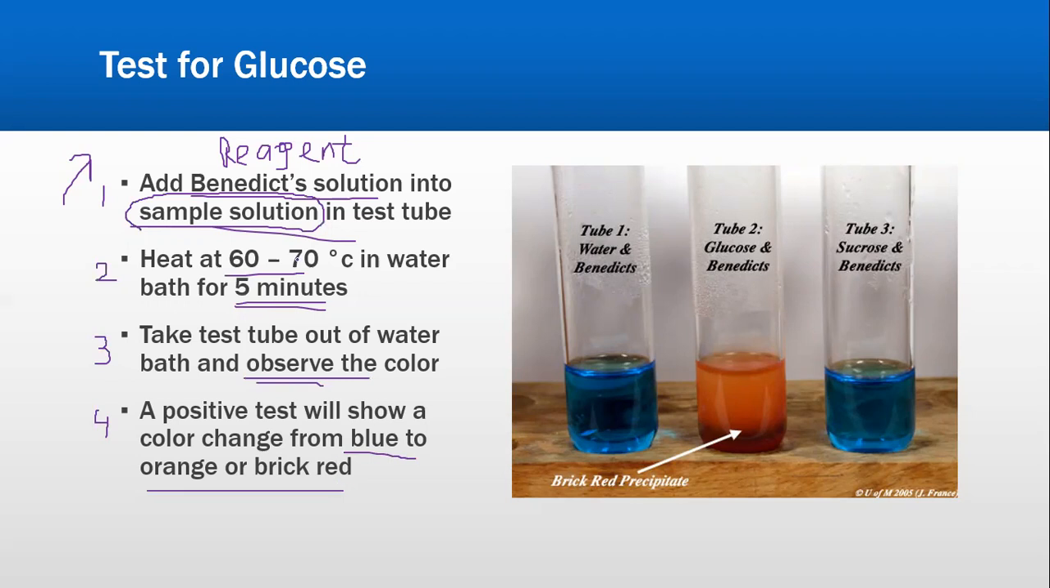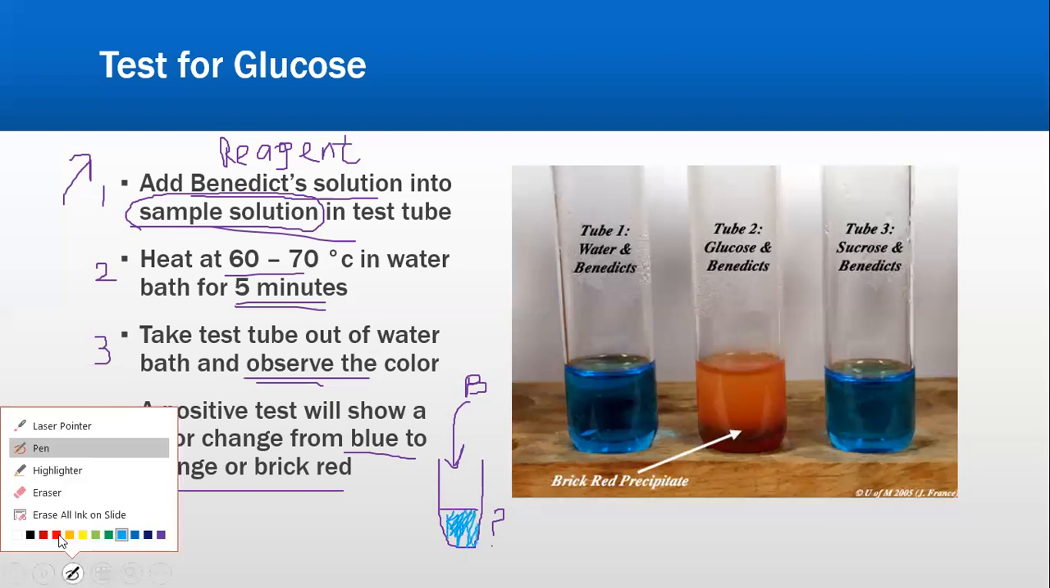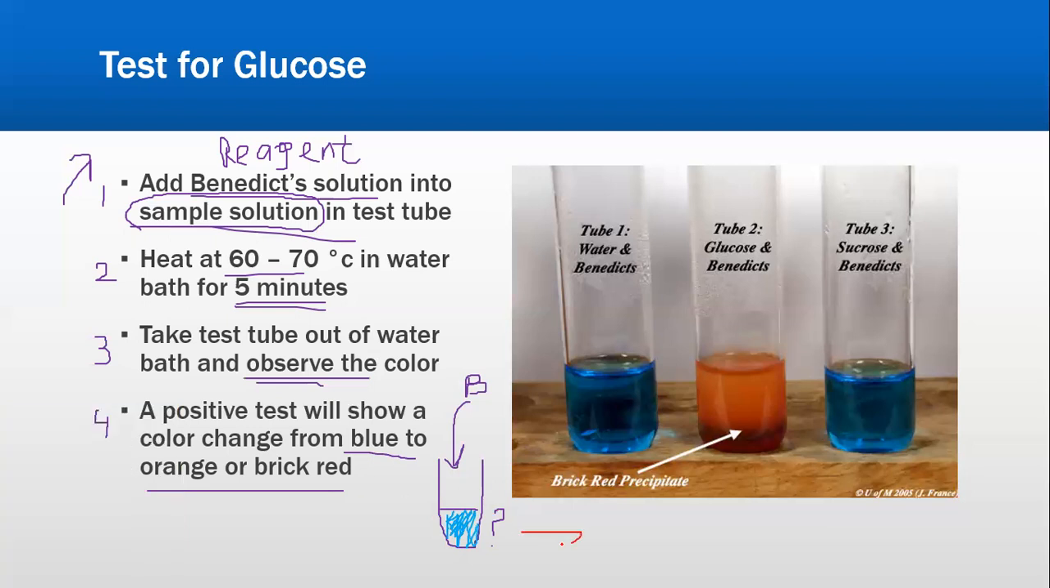So if I repeat the whole experiment: you are given a sample solution that you are told to check. Now you don't know whether this contains glucose or not. You would add Benedict solution, and the color would obviously be blue. Now, if glucose is present in the solution, the solution would turn brick red. If the solution turned orange or brick red, this means that yes, glucose is present in the sample solution.